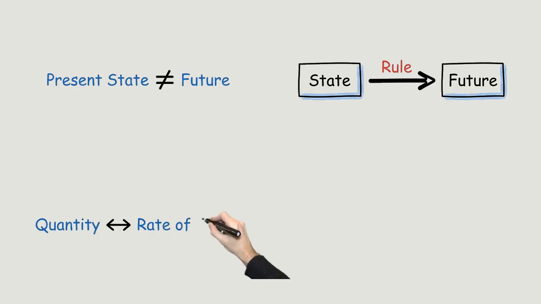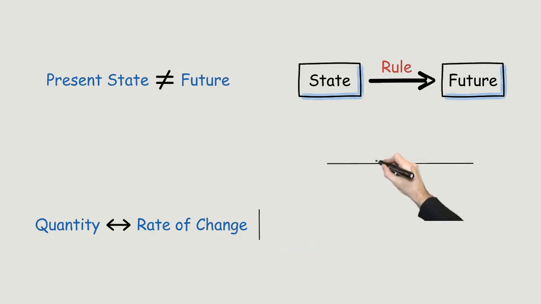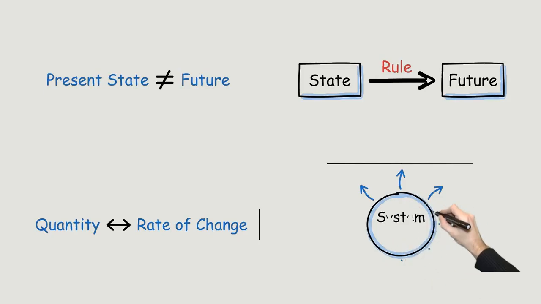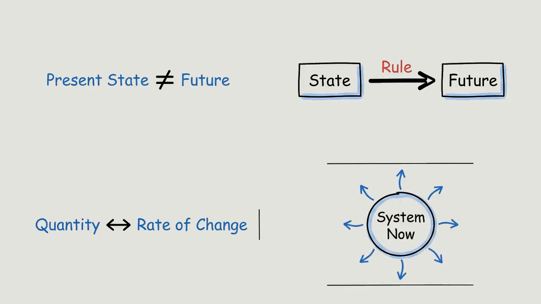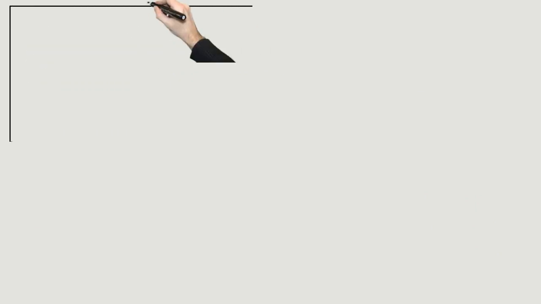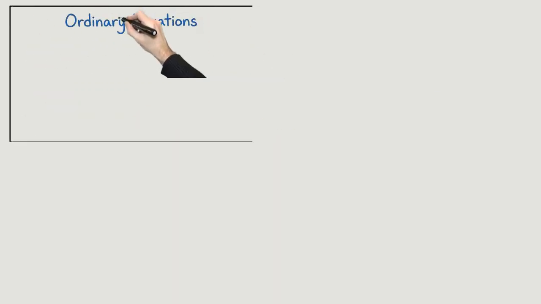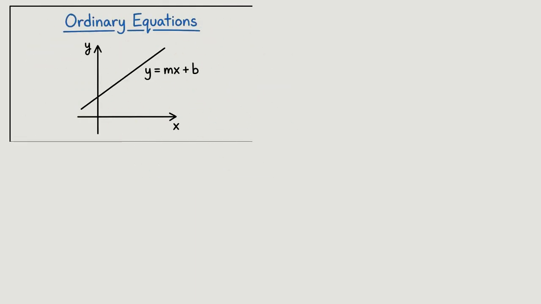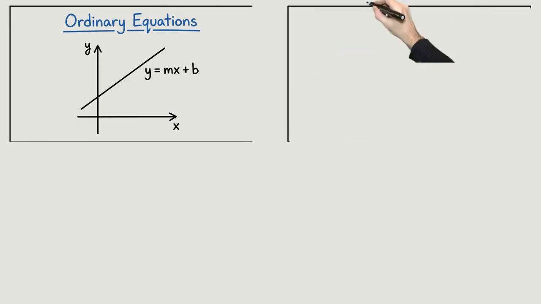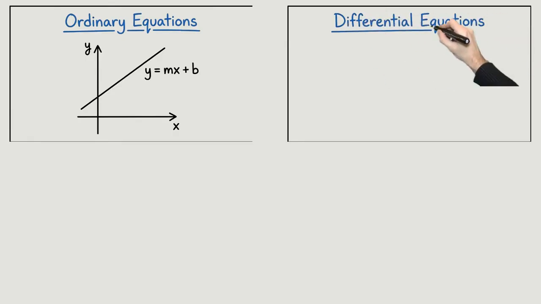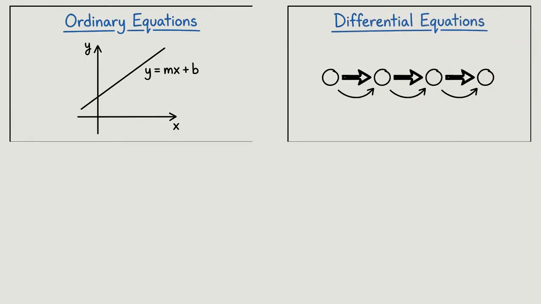It links a quantity you care about to its rate of change. In plain terms, it says, given the system as it is right now, this is how it will start changing. Ordinary equations describe static relationships. For example, a line tells you how one number depends on another. Differential equations describe processes. They tell you how a system moves forward step by step.